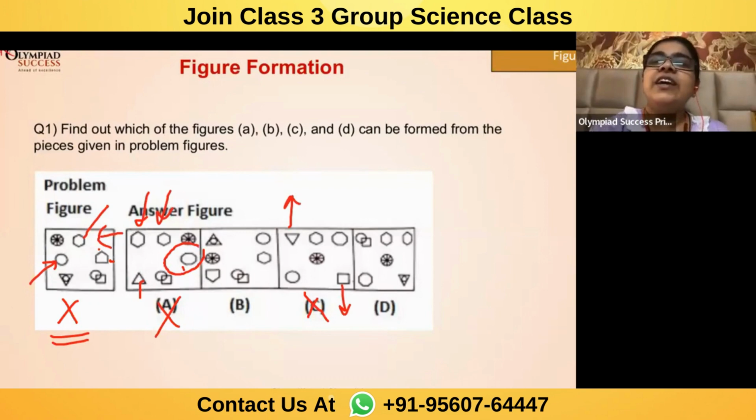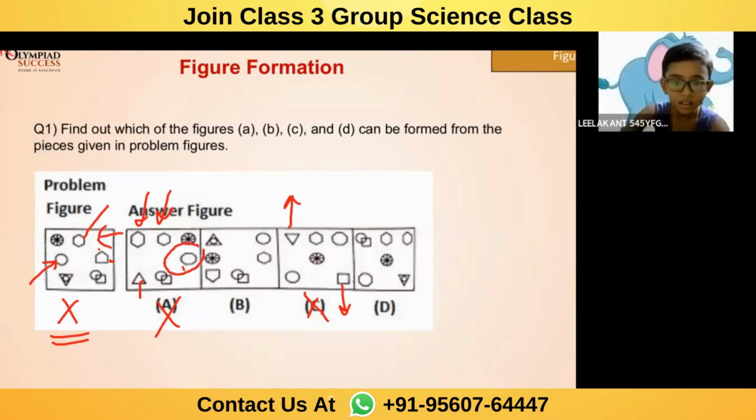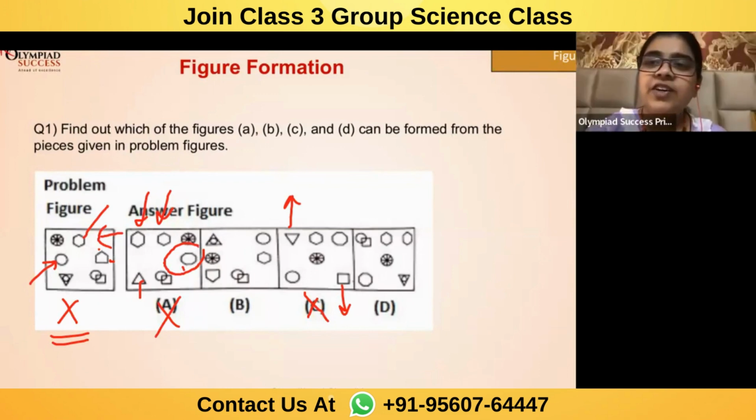Thank you. Leelakant, you tell me what is the other reason for eliminating option C? There are two more reasons. Tell me. Ma'am, there is no pentagon over here. Correct. The pentagon is replaced by an octagon. That is correct. One more reason.